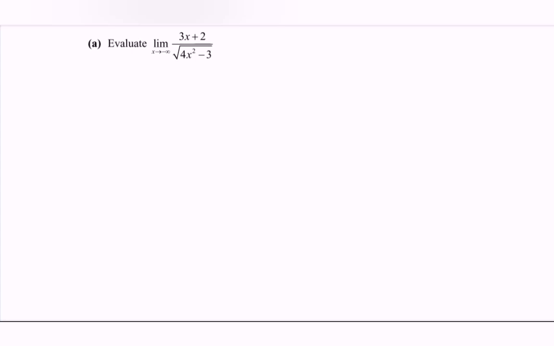Hello everyone, in this video I'm going to discuss the example for limits and continuity. Kindly refer to A. Evaluate the limit when x approaches negative infinity for the function (3x + 2) over the square root of (4x squared minus 3). First of all, if we substitute the infinity, we will have the situation negative infinity over positive infinity, where we have the indeterminate form.